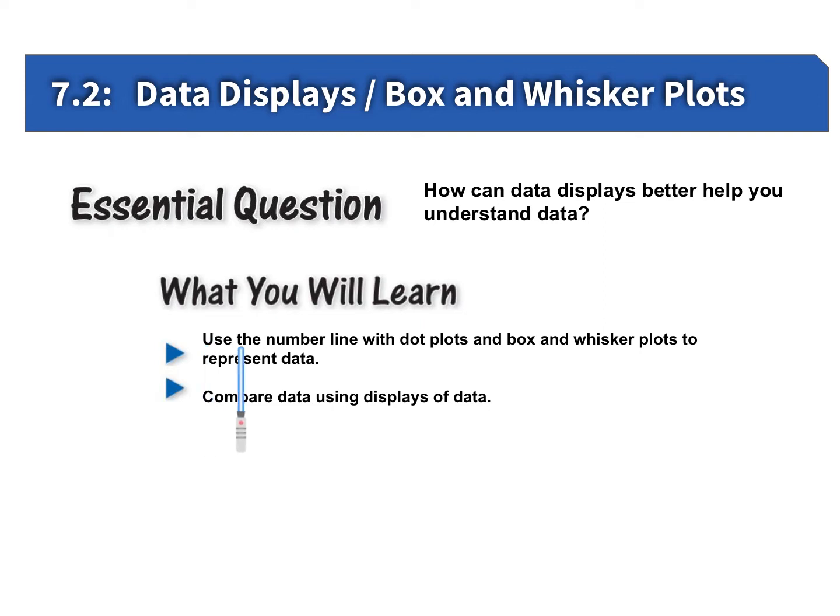Our goals are to use the number line with dot plots and box and whisker plots to represent data, and then to compare data using those displays. Let me highlight a few things here. In the essential question, highlight data displays and understand data. Then highlight number lines, because those are super important in this lesson, dot plots, and box and whisker plots. Underneath, underline the word compare, because I want us to be using comparative words throughout this lesson.